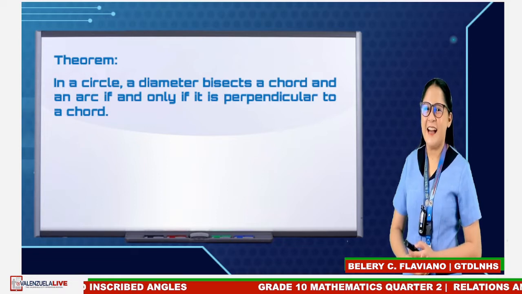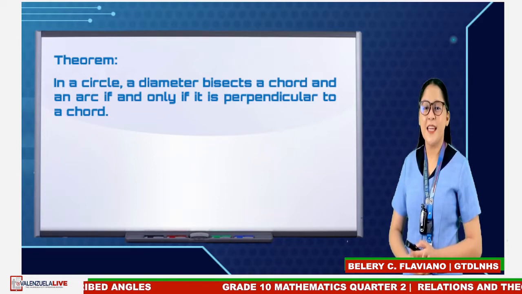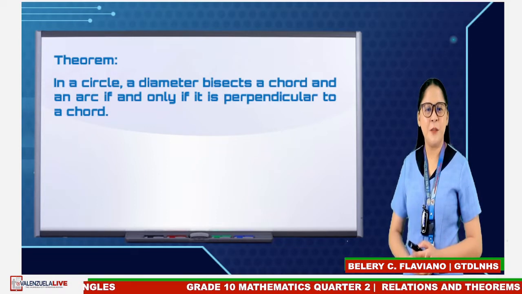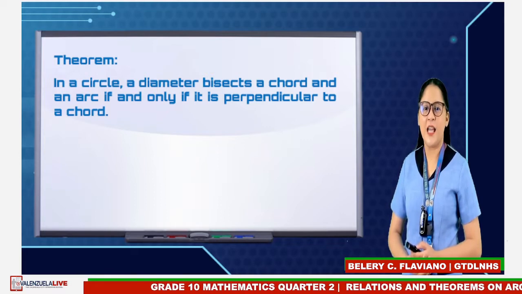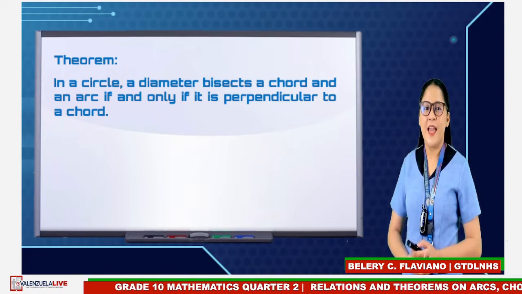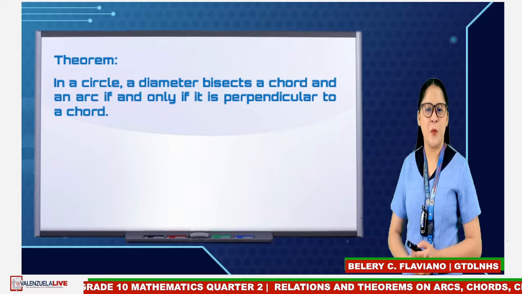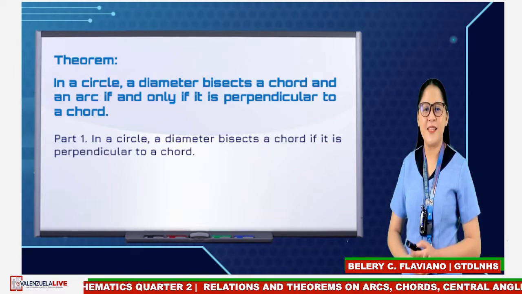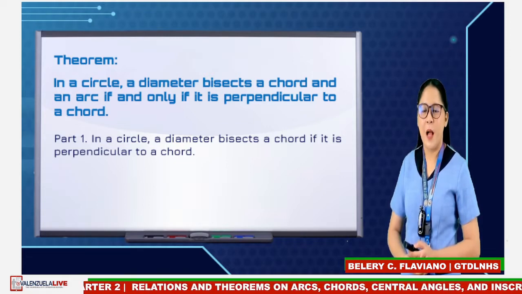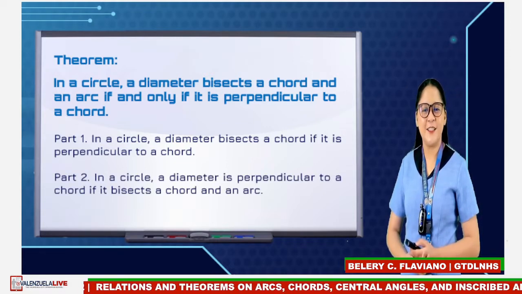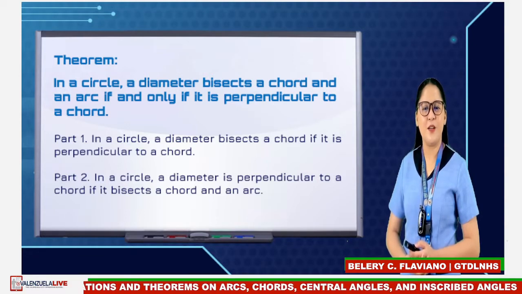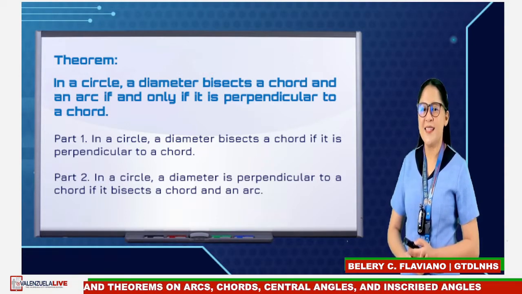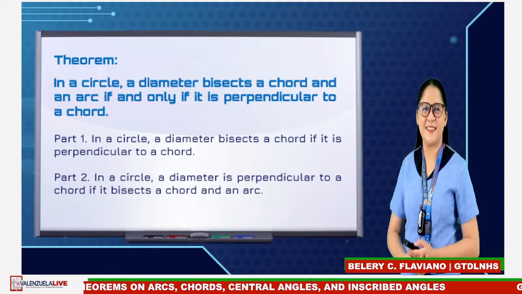Alright, let's have the next theorem. In a circle, a diameter bisects a chord and an arc if and only if it is perpendicular to a chord. Part 1. In a circle, a diameter bisects a chord if it is perpendicular to a chord. Part 2. In a circle, a diameter is perpendicular to a chord if it bisects a chord and an arc.